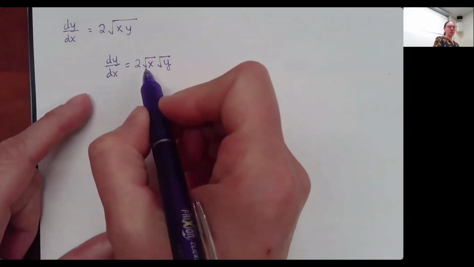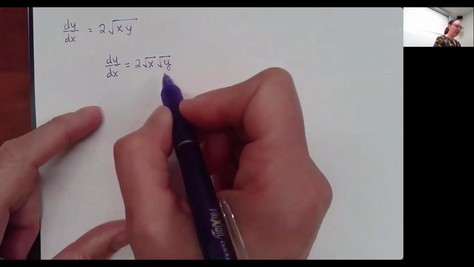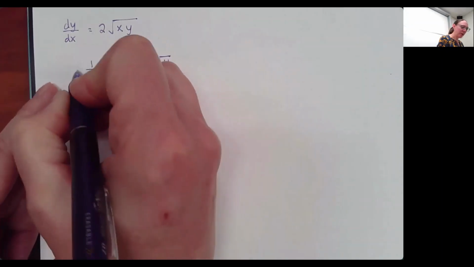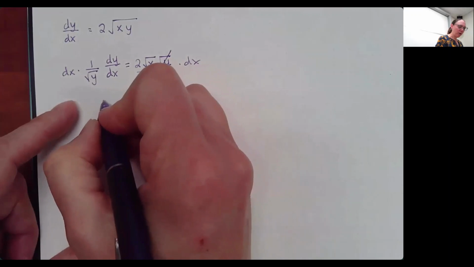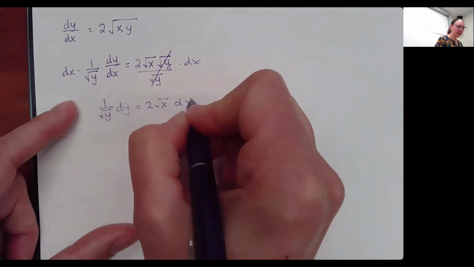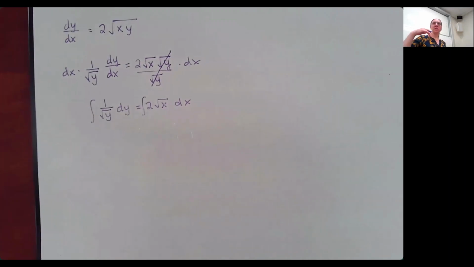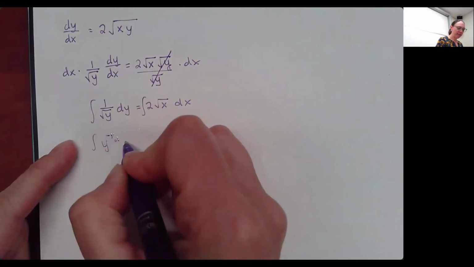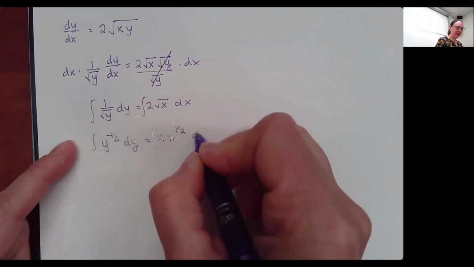Which side did you leave the 2 with, the x or did you move it with the y? Okay, so I'm going to leave the 2 with the x. So I'm going to divide both sides by the square root of y, and I'm going to multiply both sides by dx. So I've got 1 over the square root of y dy is equal to 2 square root of x dx. And I'm basically ready to integrate, though I would rewrite both of those to be fraction exponents. So I've got y to the negative 1/2 dy is equal to 2x to the positive 1/2 dx.